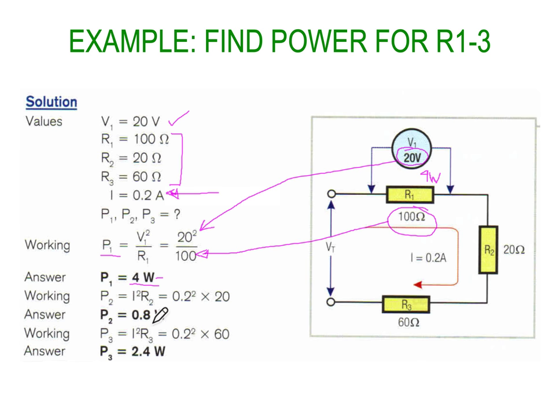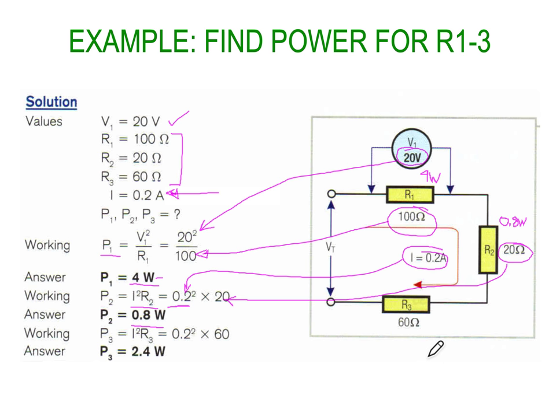Power 2, we know what the current is and we know what the resistance is, so we can actually just use I squared R. So again, our 0.2 squared, which comes from our current, which we already had, that's it there. That's this one. Multiply by our 20 ohms, there's our 20 ohms. And when we do the math, we end up with 0.8 of a watt. So across here, we have 0.8 of a watt.